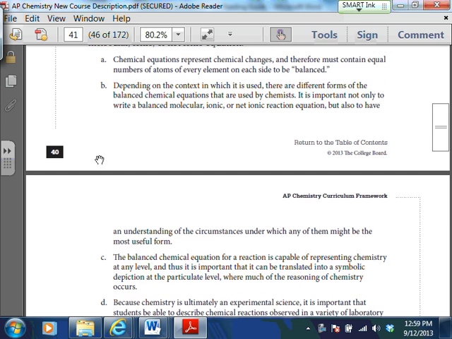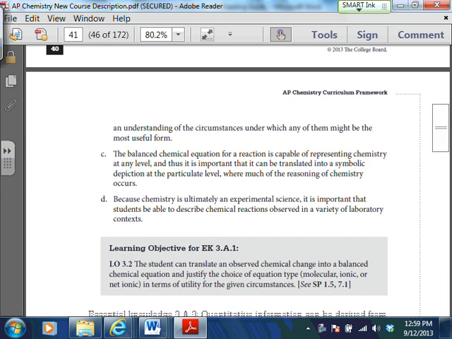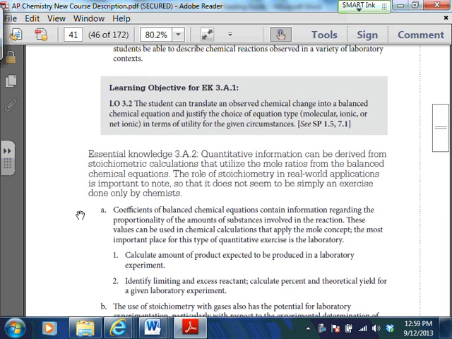3A1B. Depending on the context in which it is used, there are different forms of balanced chemical equations used by chemists. So that's basically just saying you need to know when to use these 3 types. This is not going to make a lot of sense until we see some examples. And then learning objective 3.2 says you need to be able to justify the choice of equation type. Because that's a learning objective, that's most likely something that's going to be on the AP Chemistry exam, a question like, for this situation, what would be the best type of equation to use, the molecular, the ionic, or the net ionic? And you have to choose and explain why. So we're going to do that a little bit today.